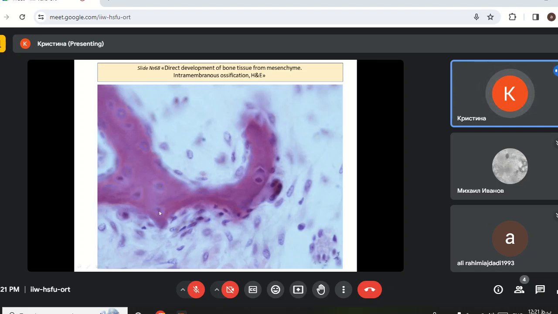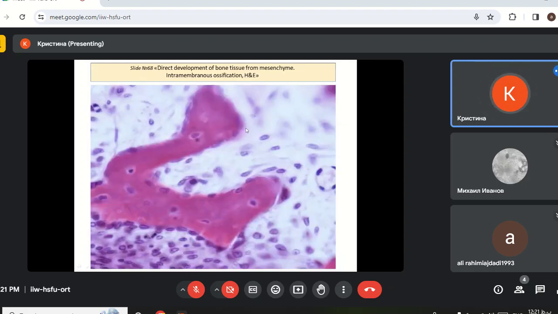Osteocytes embedded inside the bone. They are inside the lacunae. Mesenchyme. Bone spicule, osteocyte, osteoblast, mesenchyme cell. Osteoclast here.